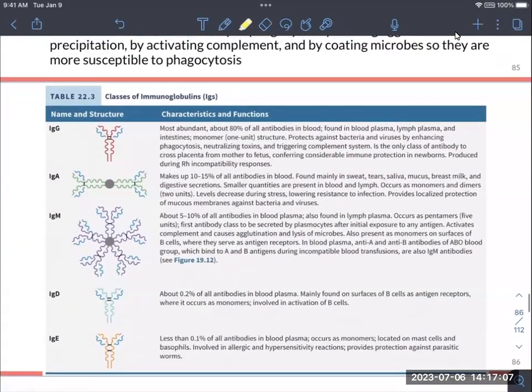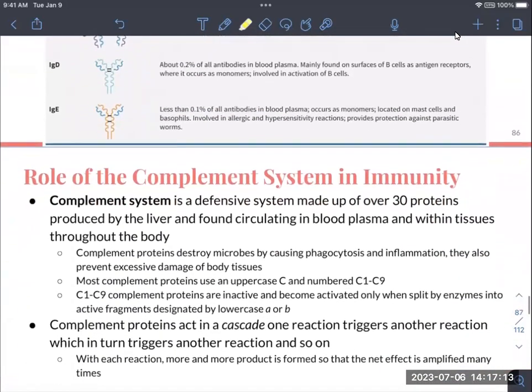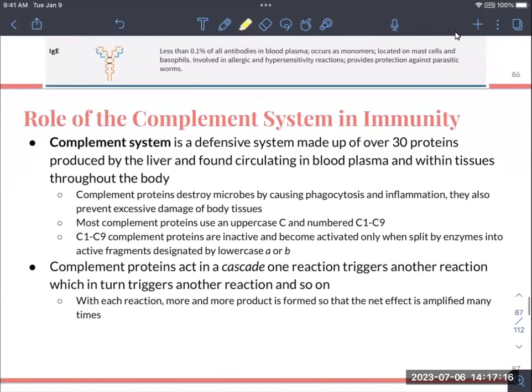There's a lot of different immunoglobulins. They cause different kinds of reactions. So this complement system is another defense system that has over 30 proteins in it that are made in the liver and then found circulating throughout the blood. These different proteins destroy microbes by promoting phagocytosis. They cause inflammation in that area, and they're also going to prevent too much damage to the body tissues.